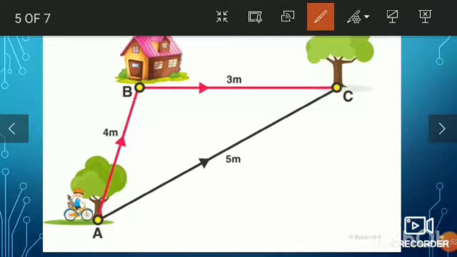Okay, so now here we have another example. This is for the displacement. Here the boy is standing. He wants to move to point B. So the distance between them is 4 meters. So let's assume that the boy has moved from point A to point B. Now the boy is standing over here, and now he has to move to the C side. Okay, he wants to move to the right hand side.